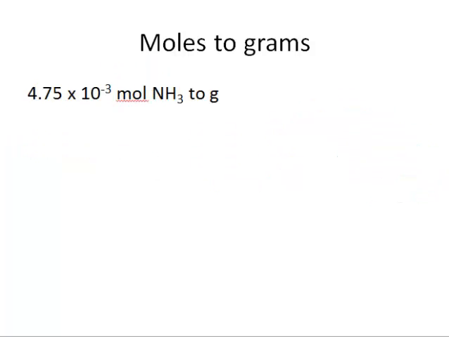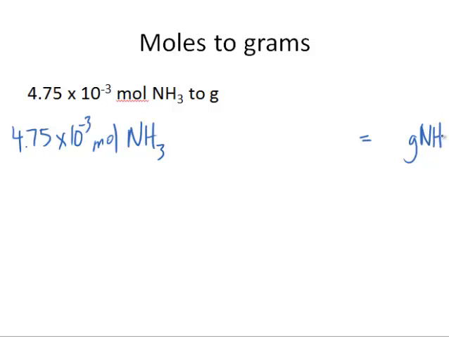Okay, let's try another one. Another moles to grams problem. 4.75 times 10 to the negative 3 moles of ammonia, or NH3. And you're trying to solve for grams of NH3. You put the moles on the bottom because you want to cancel the moles. You put grams on the top because that's what's in my answer.